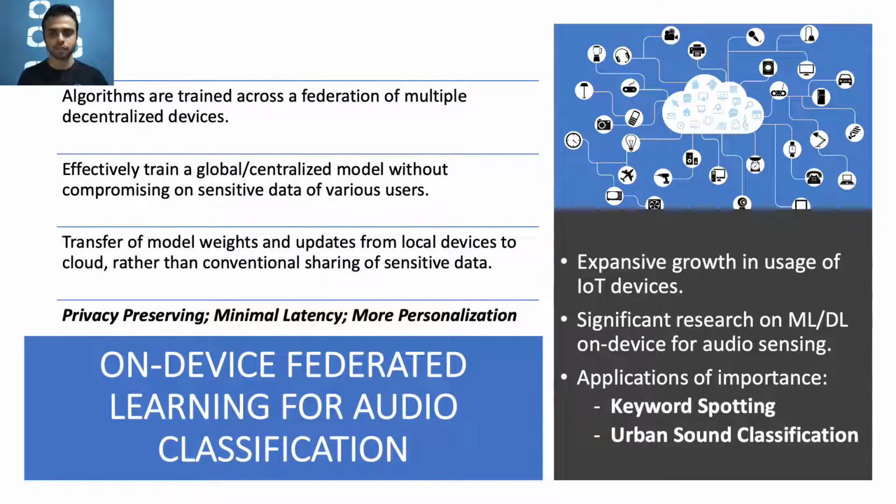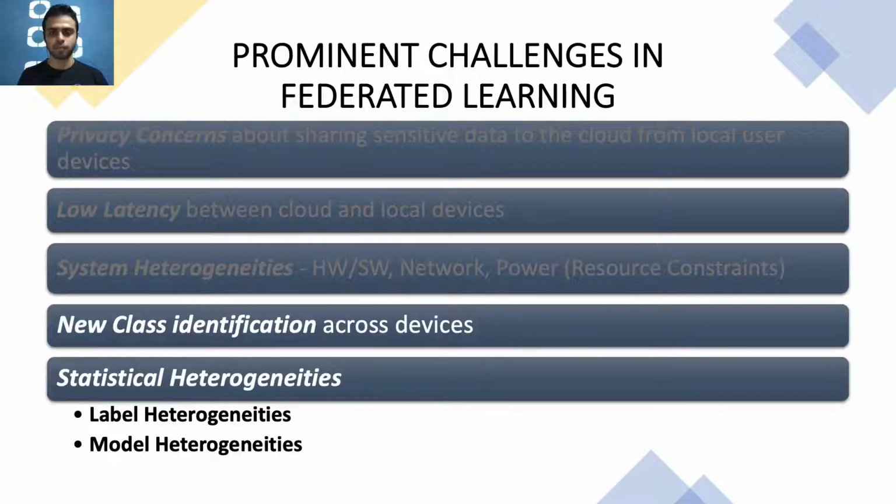Unlike the conventional ways of sharing data, there is transfer of model weights and model updates. This strives towards privacy preservation of user data with minimal latency and more personalization as well. Apart from the challenges like privacy concerns, communication overheads, and system heterogeneities, we address two other important challenges.